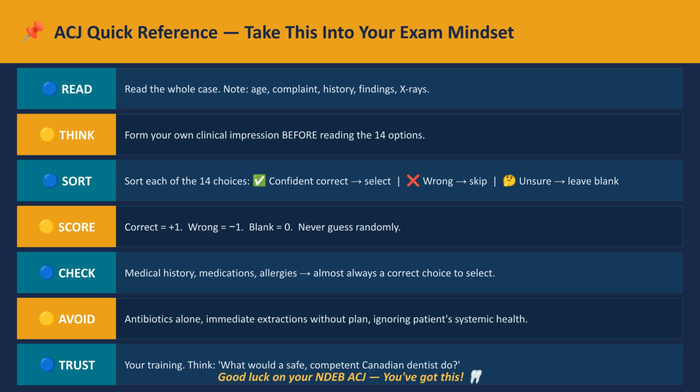Use this ACJ quick reference during your preparation. Read the case, think clinically, sort your choices into 3 groups, score correctly, check medical history, avoid inappropriate treatments, and trust your training. Good luck on your NDEB ACJ.